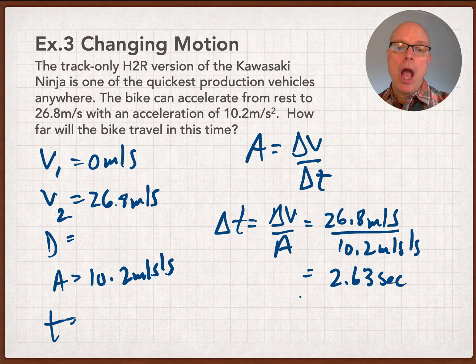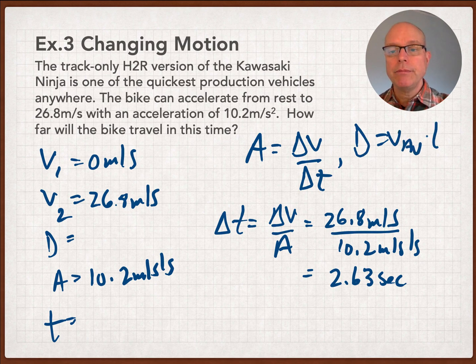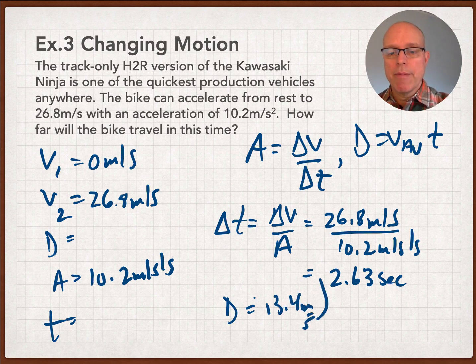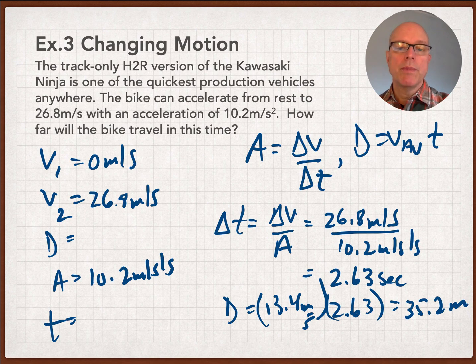Holy cow. To get the distance, we're going to pull out the other formula that we use, which is D equals V average times T, and get to work with that one. So D equals V average, the average of these two, V1 plus V2 divided by 2, we've used it already, is 13.4 meters per second. And now I multiply that by my 2.63 seconds and calculate that. This bike goes 35.2 meters in speeding up.